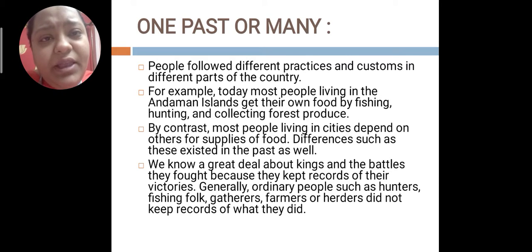The tribal people used to collect food from nature, and they used to hunt food. But what about the people living in towns? They used to get food supplies, or the produce which is grown by the farmers. Now we know a great deal about kings and the battles they fought because they kept their records. We know which king was ruling through different sources, as I have discussed earlier, that is from manuscripts or inscriptions.